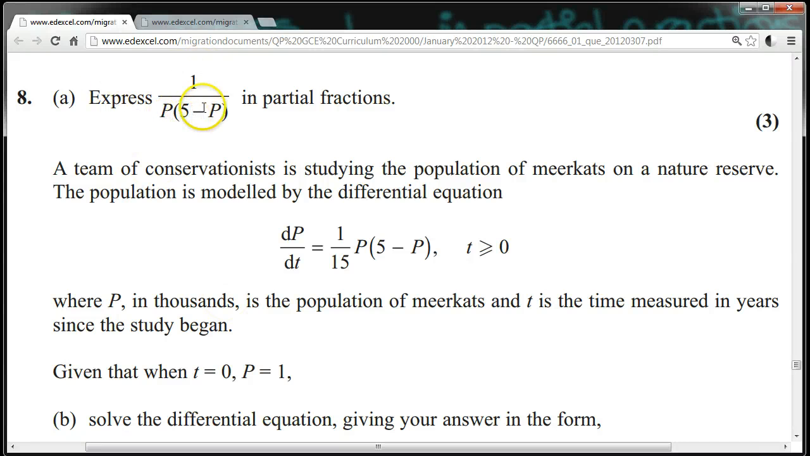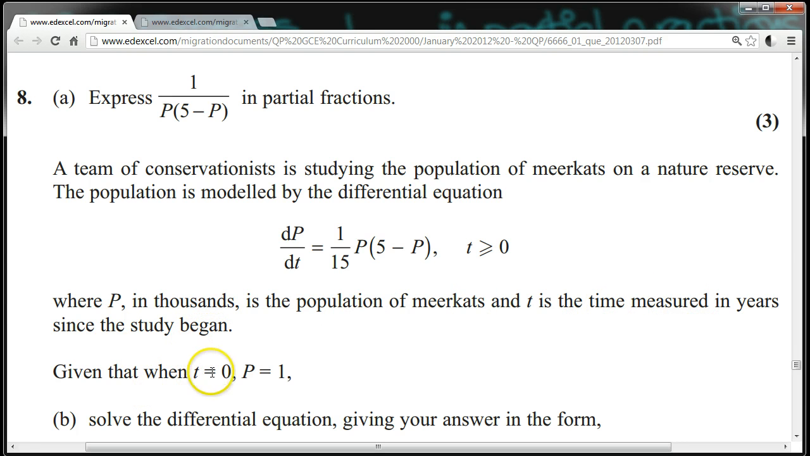Express 1 over p times 5 minus p in partial fractions. A team of conservationists is studying the population of meerkats on a nature reserve. The population is modelled by the differential equation dp/dt is equal to 1 over 15 times p times 5 minus p, for t greater than or equal to 0, where p, in thousands, is the population of meerkats and t is the time measured in years since the study began.